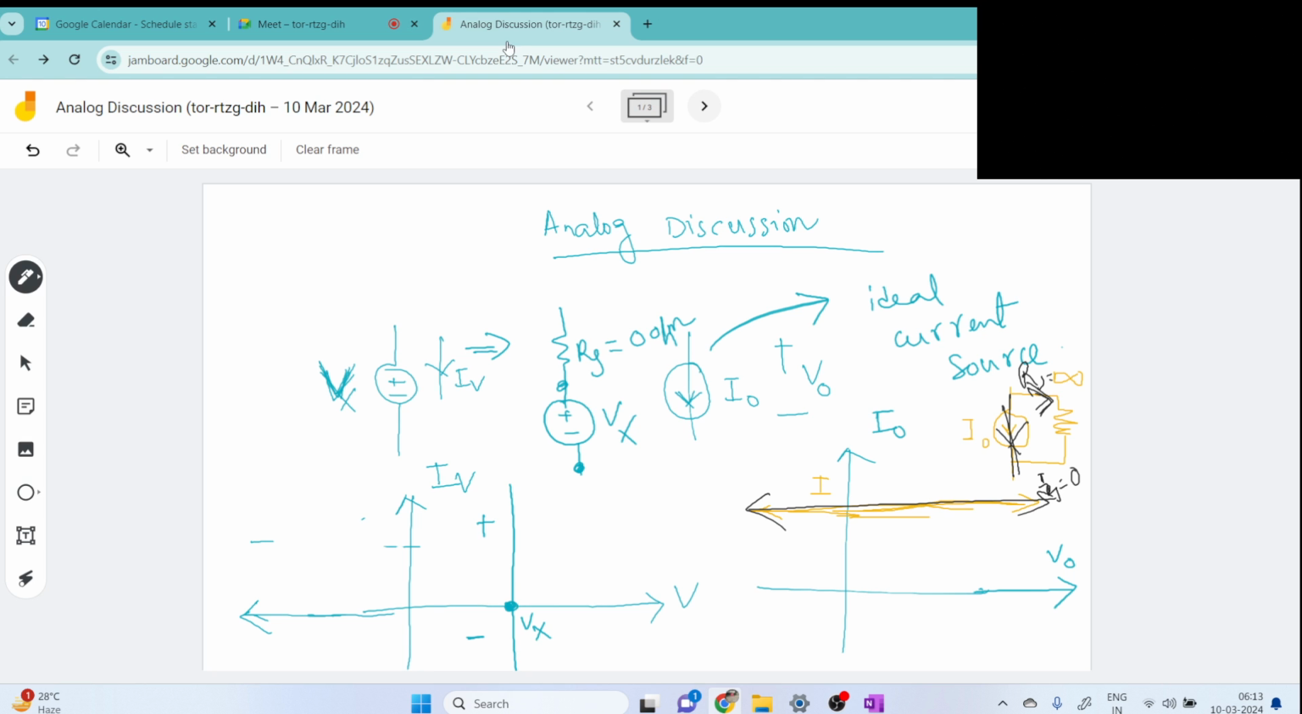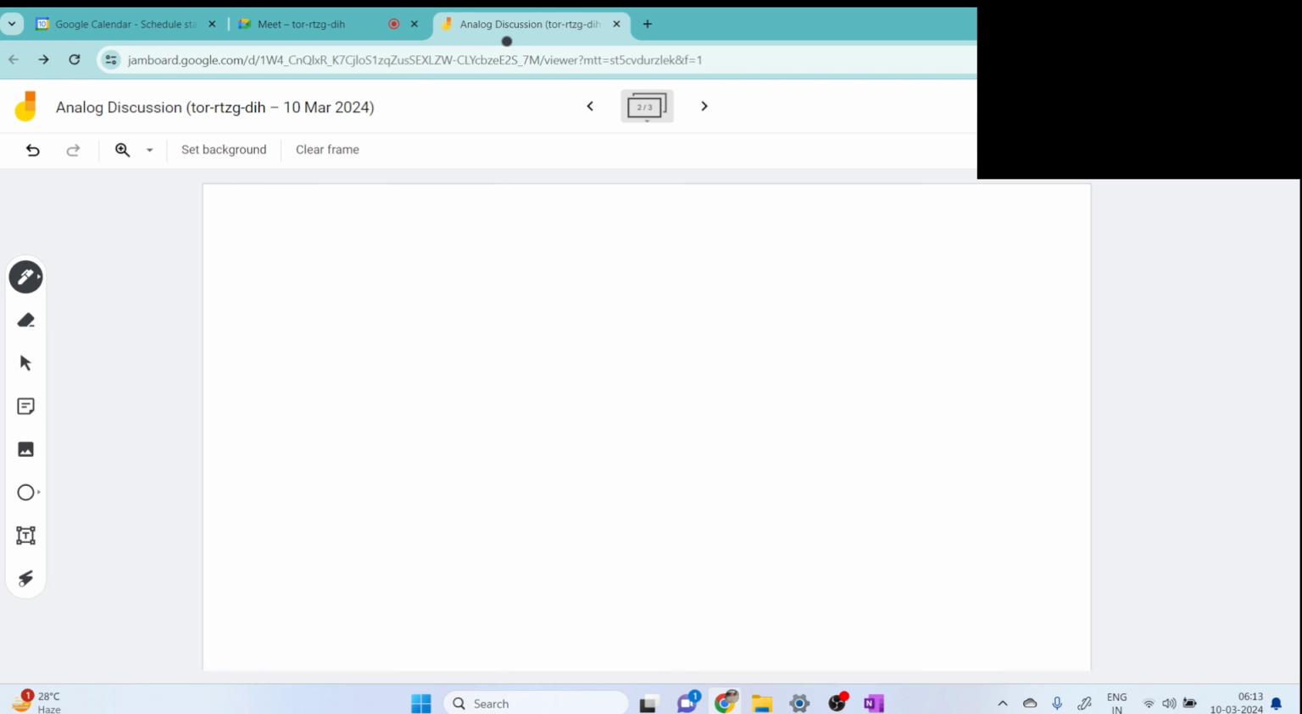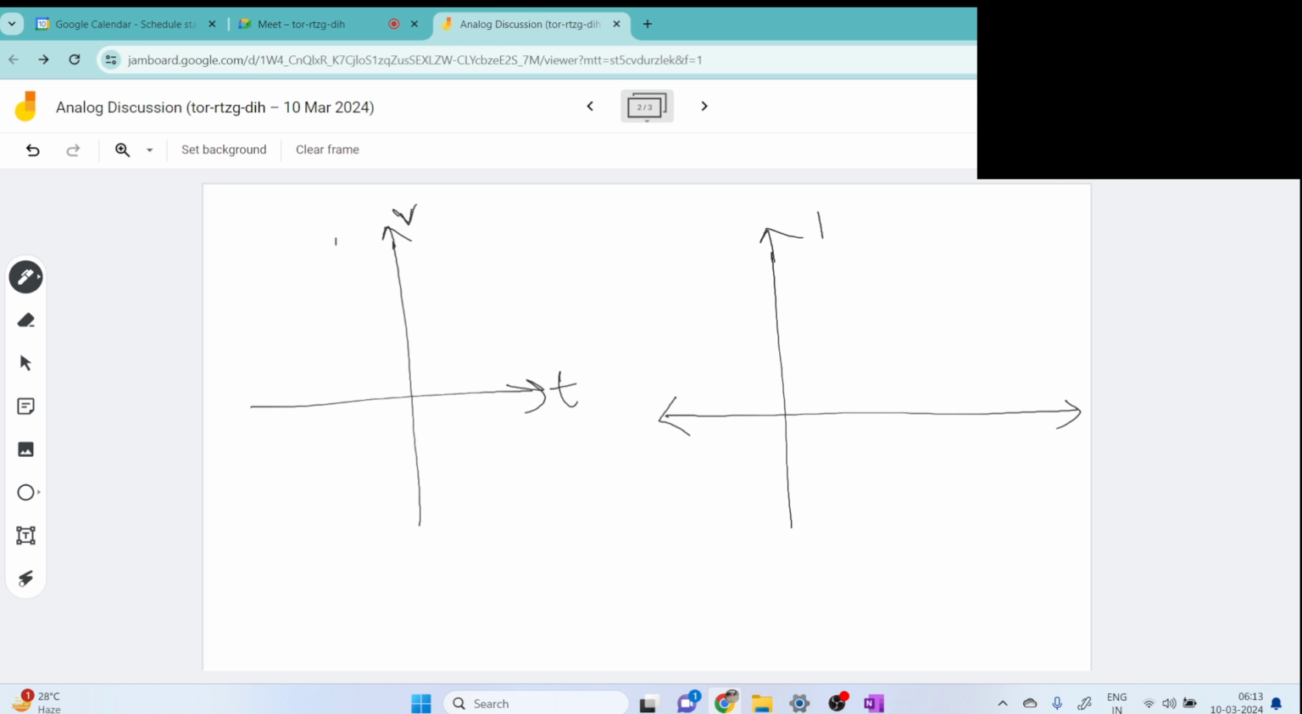Now another thing we will discuss: we have plotted the IV characteristic. Now if we go to the second page and try to plot voltage for the voltage source case versus time, what will the waveform be? We want to plot the voltage of a voltage source with respect to time, and similarly current versus time for an ideal current source.